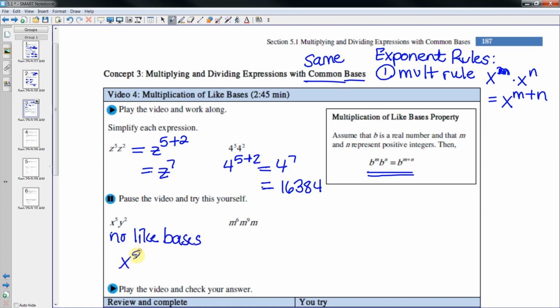So you can't do anything with it. X to the 5th y squared. That's as simplified as it gets.